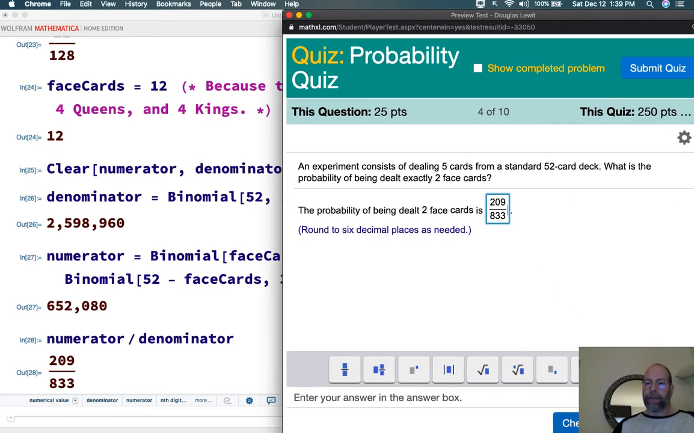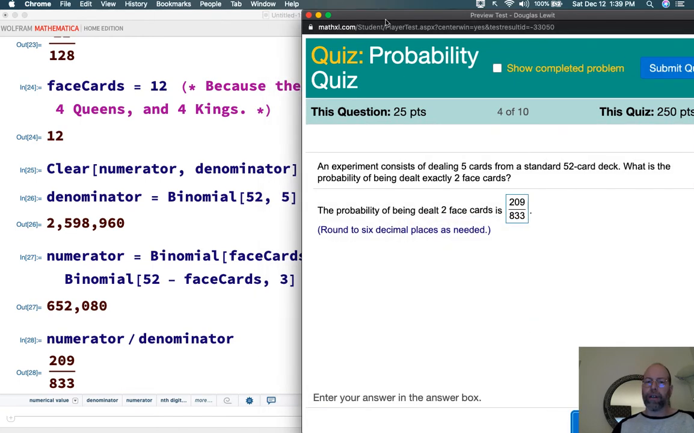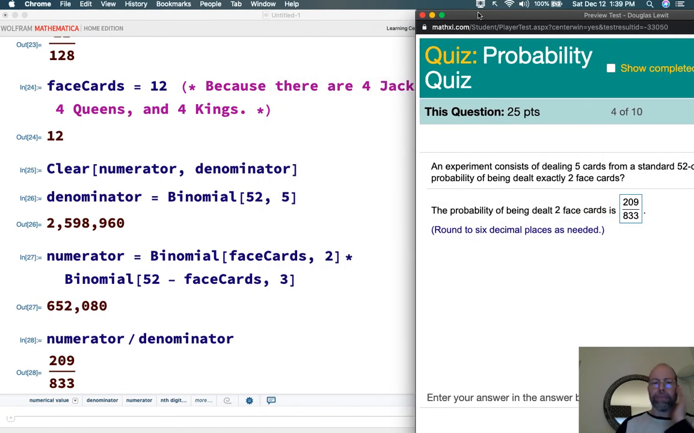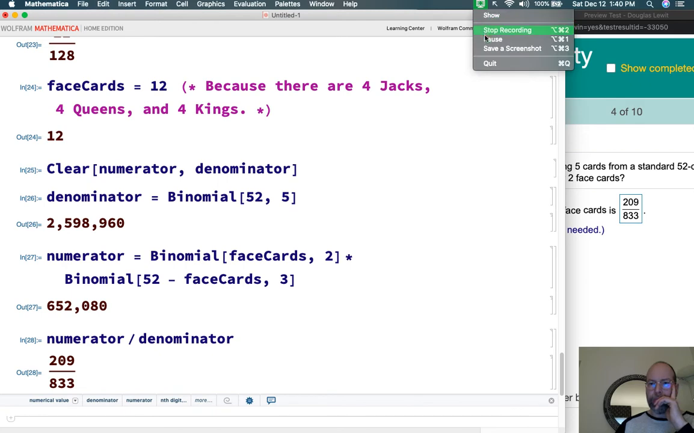Let's see if that's the right answer. Ooh, your input is incorrect, score 0%. That's not good. So what did I get wrong here? Okay, so 12 face cards, because 4 plus 4 is 8, and 8 plus 4 is 12, and I'm selecting 2 of them. Okay, one moment. Let me try to figure this out.